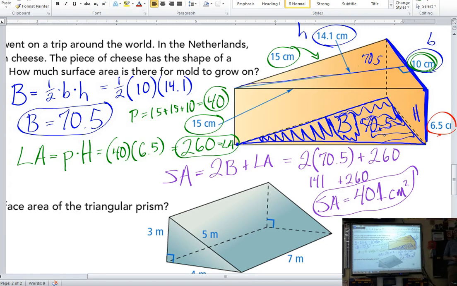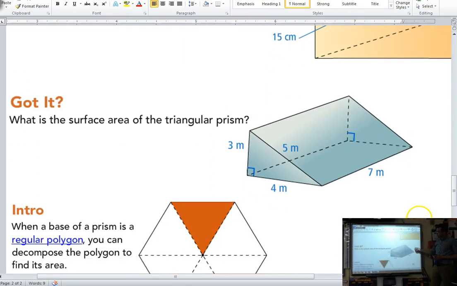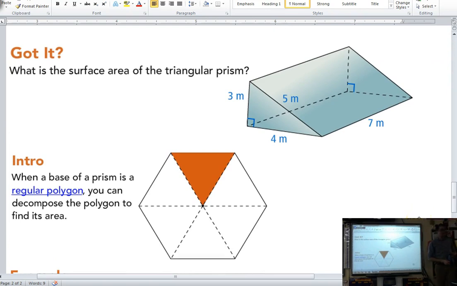Go ahead and try that next triangular prism on your own. You want to look for the little b and little h to be perpendicular to each other. Little b and little h need to be perpendicular. And actually, you don't have to use your formula here. When I solve this, I'm going to solve it without a formula.